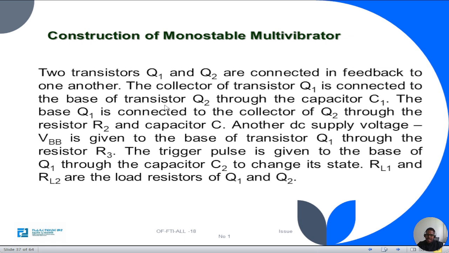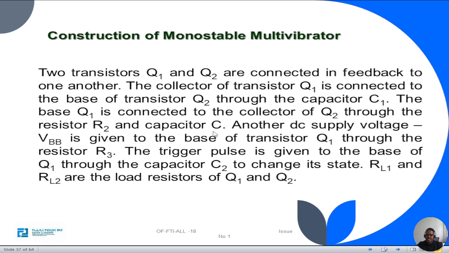So how do they construct that monostable multivibrator? Two transistors Q1 and Q2 are connected in feedback to one another. The collector of transistor Q1 is connected to the base of transistor Q2 through the capacitor C1. The base of Q1 is connected to the collector of Q2 through the resistor R2. That's the difference from the previous multivibrator.